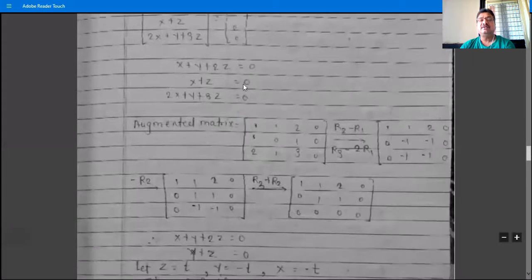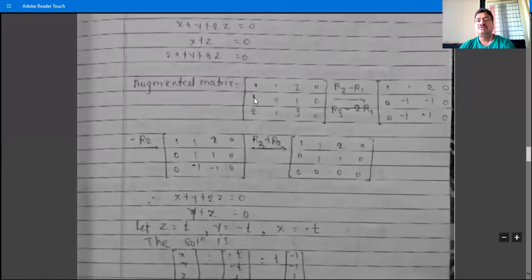Now we have to find the solution of this system. So consider the augmented matrix or coefficient matrix, because this is a homogeneous system. Write the augmented matrix, or we can consider the coefficient matrix A: 1 1 2, 1 0 1, 2 1 3, and the combination of this with the constant matrix B, the combination of A and B, is the augmented matrix. Now we have to solve this system by using the Gauss elimination method.